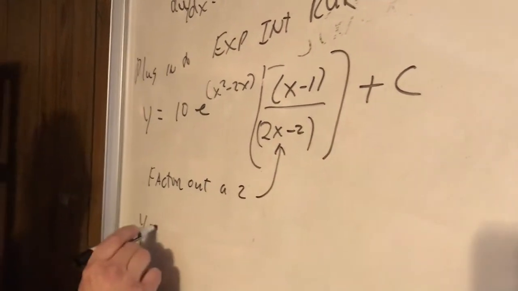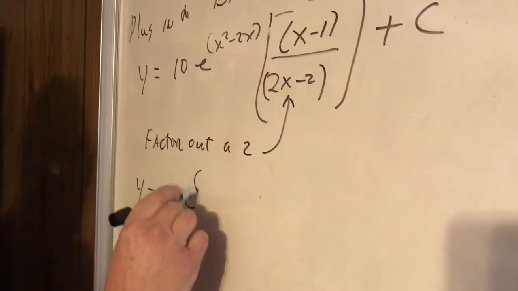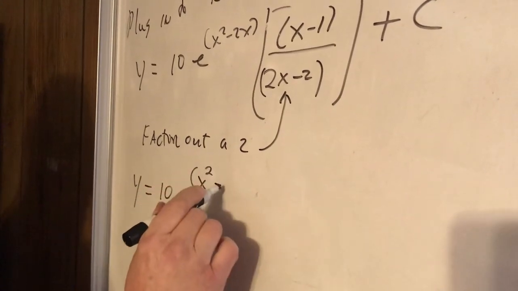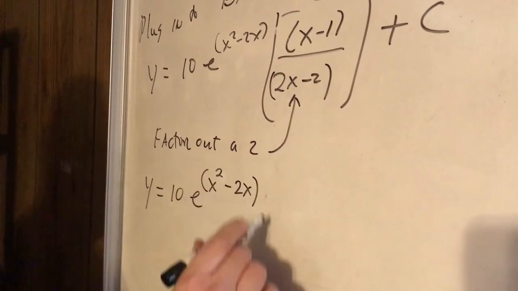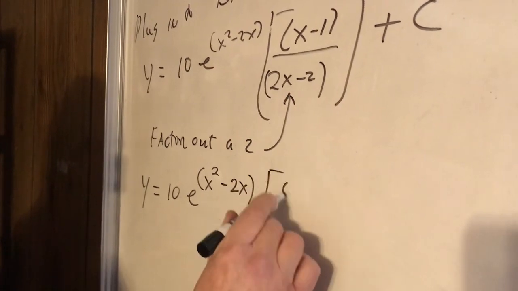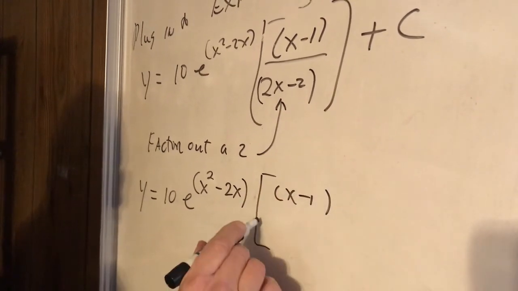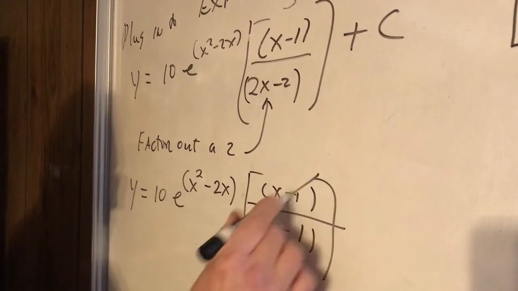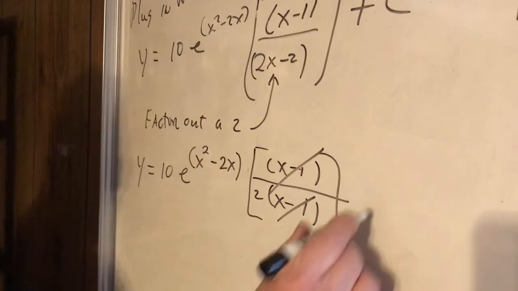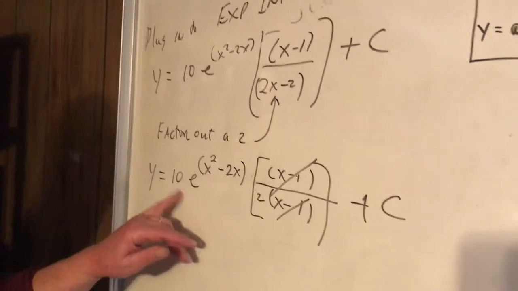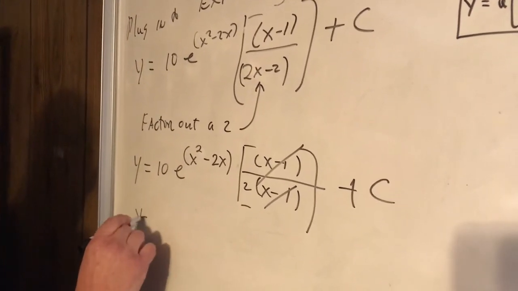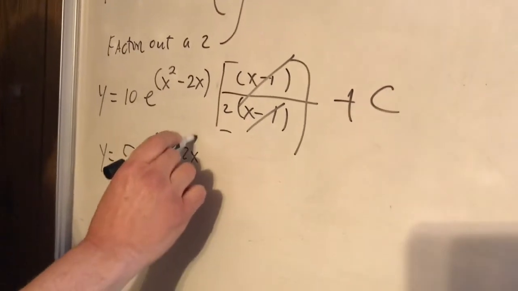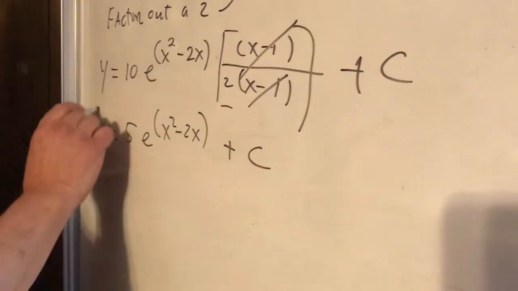So that's going to give me y equals 10 e to the x squared minus 2x, times x minus 1 over 2 times x minus 1, factoring out the 2. Notice that cancels, plus c. 10 divided by 2 is 5. And there's your answer.